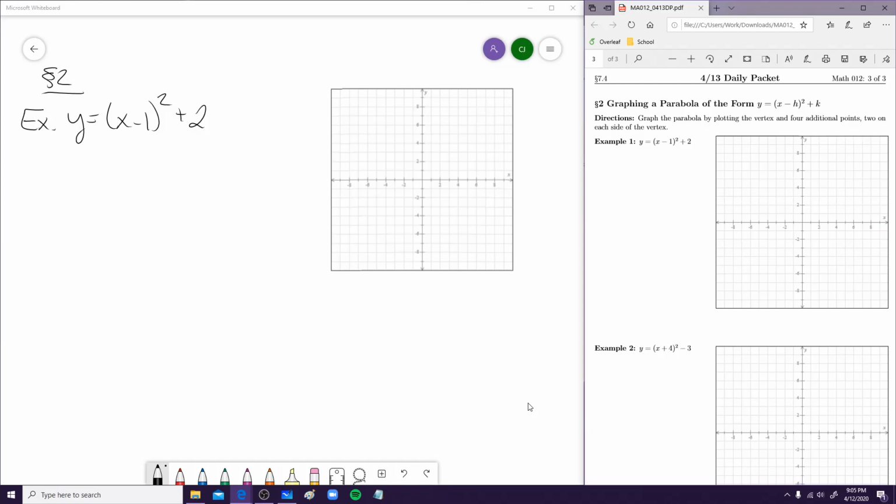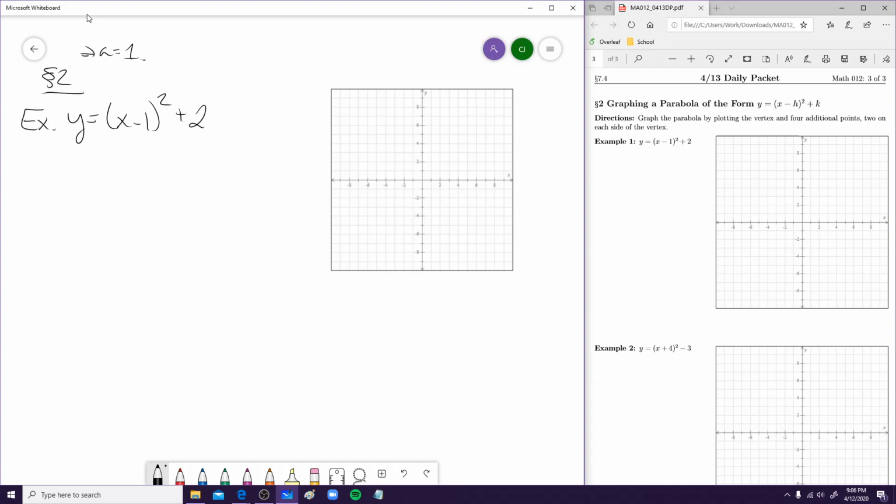Alrighty, so for our second topic today, we're going to graph parabolas of the form y is equal to (x minus h) quantity squared plus k. So in this section, we don't have to worry about a being anything other than 1. In this section, a is equal to 1, right? But you guys should still know how to graph a function when a is not equal to 1.